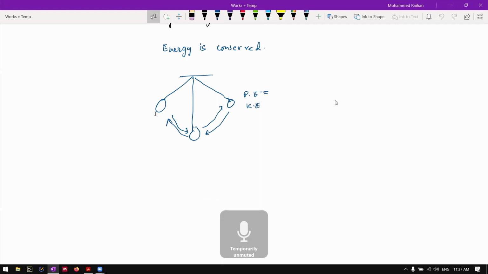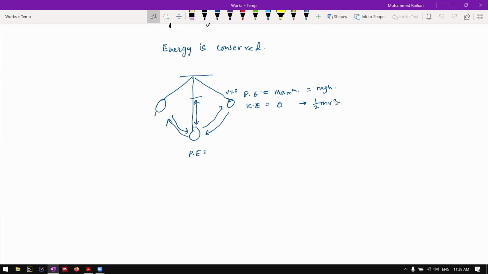Perfect. So at the highest point, potential energy is what? Maximum, right? And kinetic energy will be zero, because at this highest point velocity equals zero. We know that kinetic energy equals what? Half mv square. So kinetic energy will be zero, but potential energy equals what? mgh, right? Potential energy is something that you get for height. So here the height is the highest, that's why the potential energy is maximum, mgh.